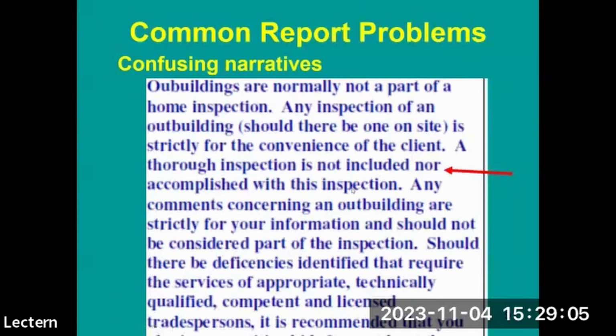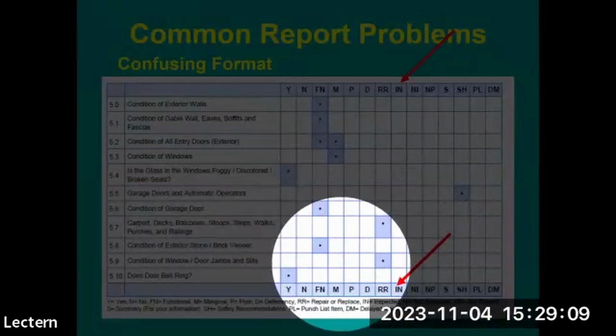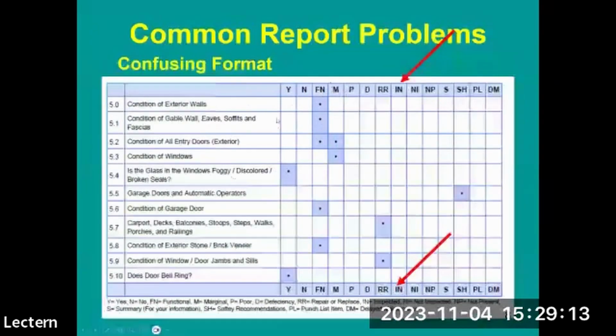The entry door is FN and M. What does M mean? Marginal. So functional and marginal, which I guess it could be. It could still work. It opens and closes, but it's marginal because maybe it's got a hole in it. I would expect that there's text down below this that explains some of these things.